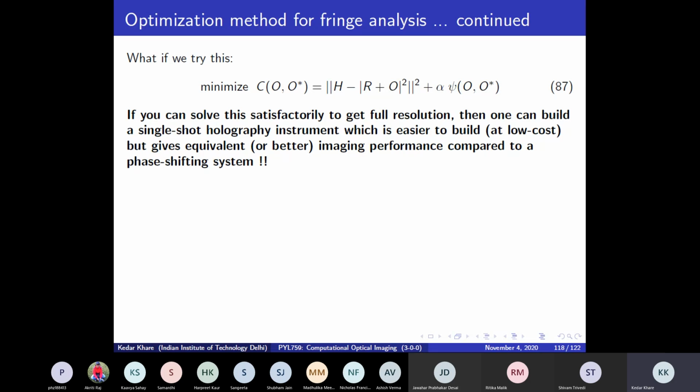full spatial resolution O, and it looks desirable, it looks meaningful to me based on my data, then I can actually think of building a single shot holography instrument or an interferometer instrument, which is much easier to build, because I just bypassed all the piezos and vibration isolation and things like that. So it is low cost, because a lot of this hardware just got bypassed. But it gives us maybe equivalent performance, or as we will see later, it will possibly even give us a better performance.